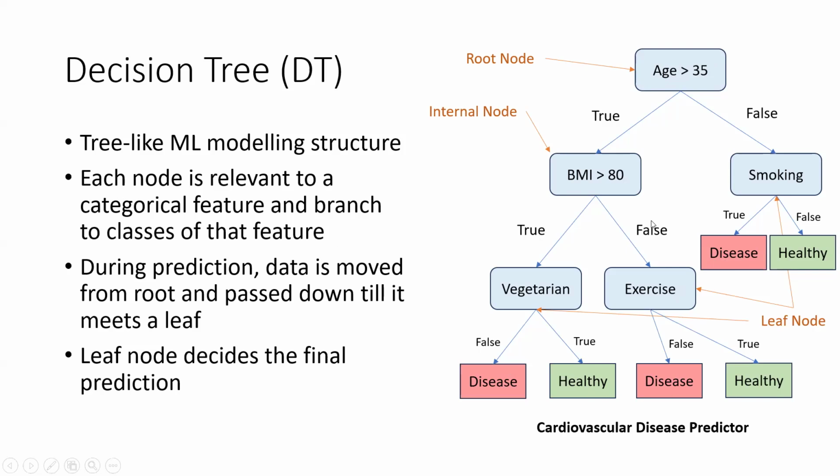You can see each of the variables is a categorical variable, and they are branched into classes of that particular feature. Whether he's smoking, there are two classes: true, yes, smoking, or false, where he is not smoking. So those are the two classes of this variable, because all of them are categorical variables. In this case, binary categorical variables.